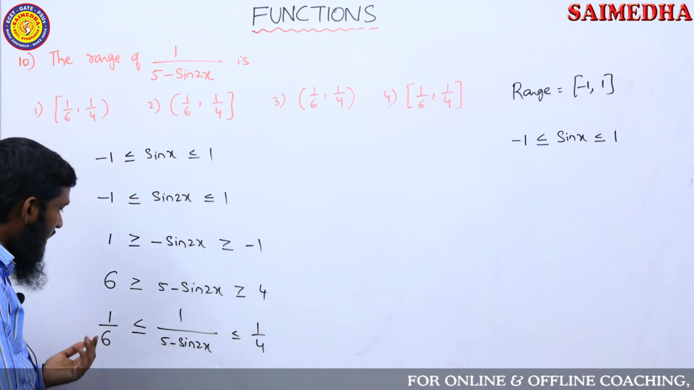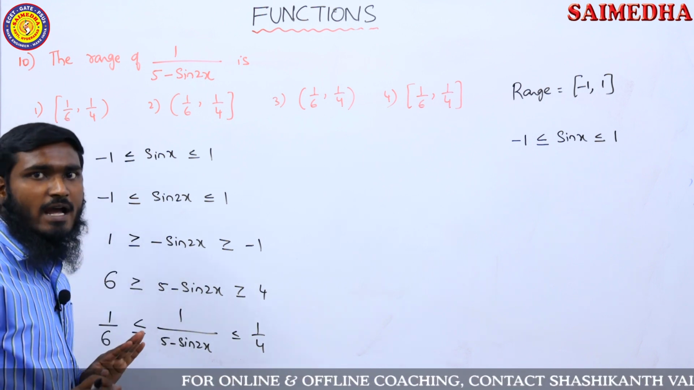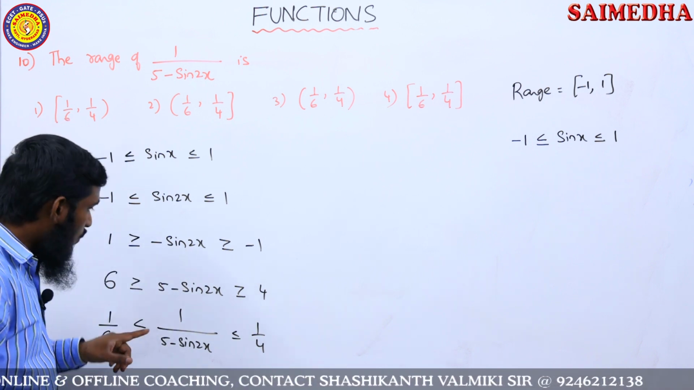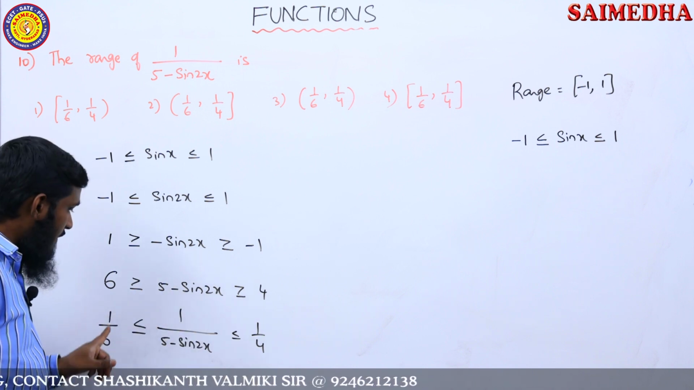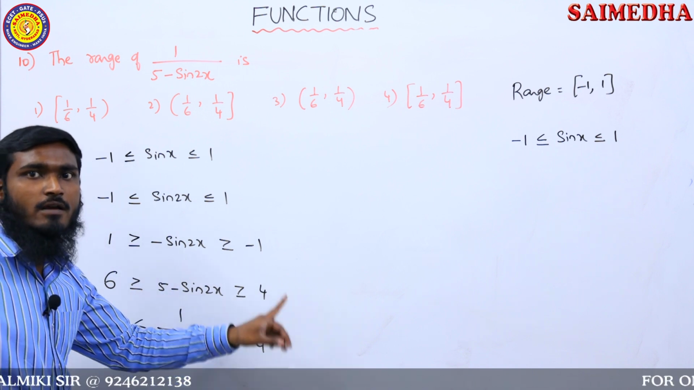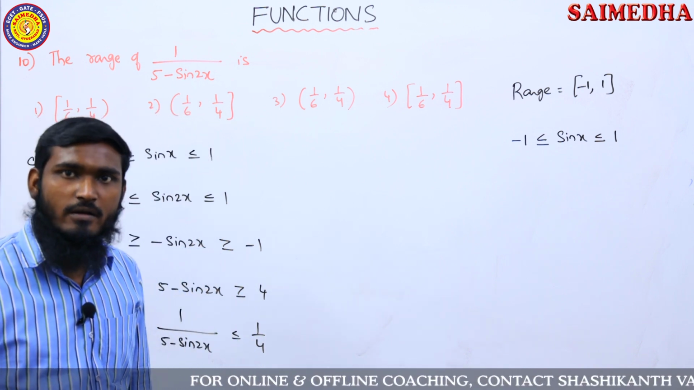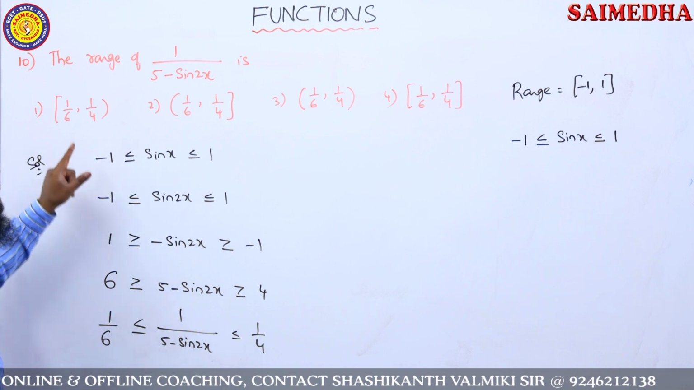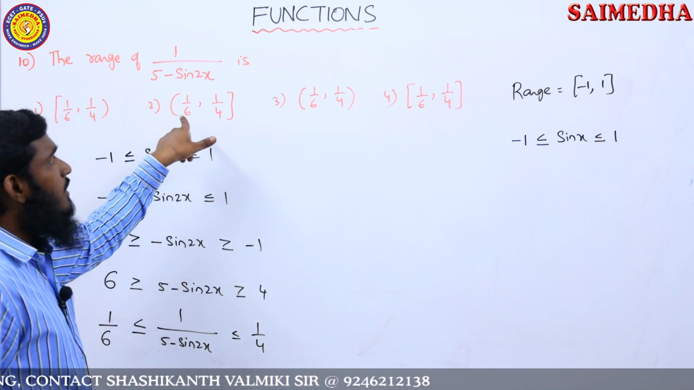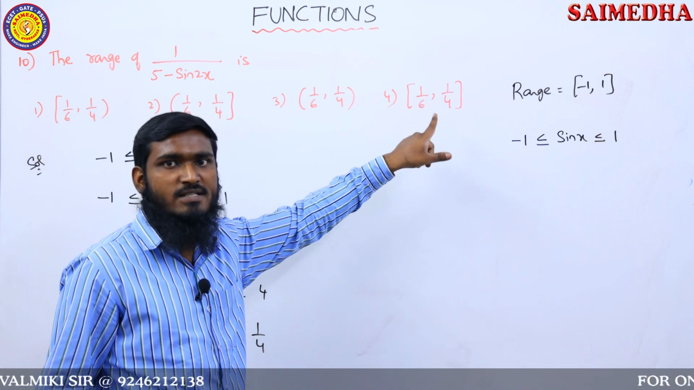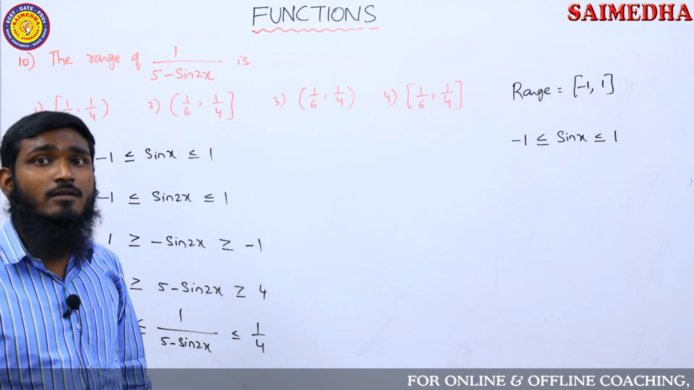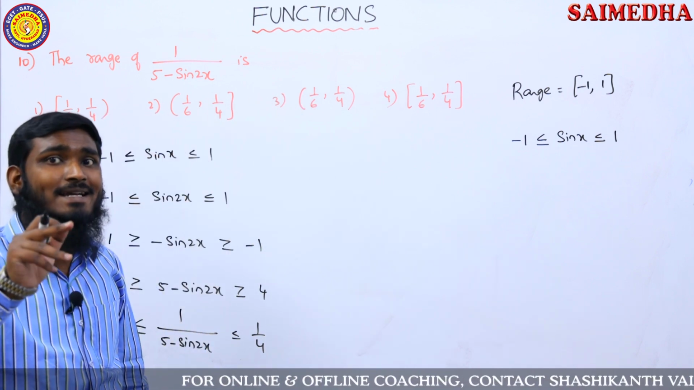The range will be the minimum value and maximum value, meaning we have to take the extreme values. What are the values over here? At first we have 1 by 6, then at the last we have 1 by 4. So 1 by 6 and 1 by 4 will be our range. Now let us see the options over here. 1 by 6 comma 1 by 4, in all the options the values are the same, but we can observe that the brackets are different.